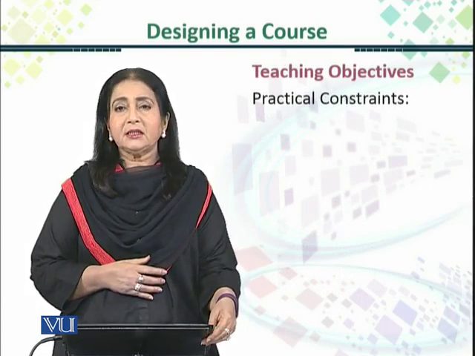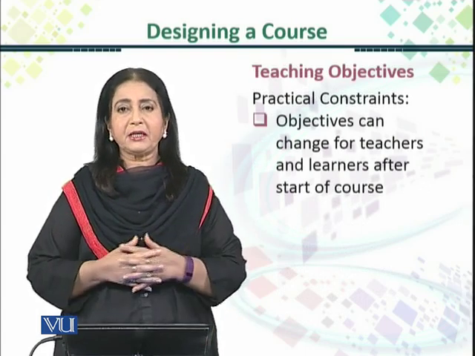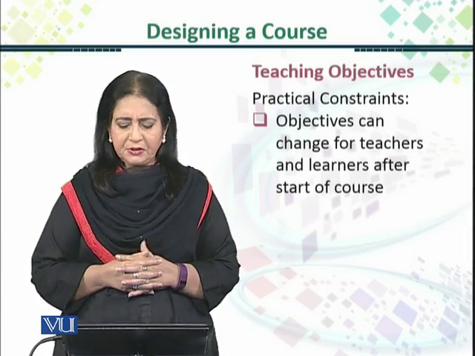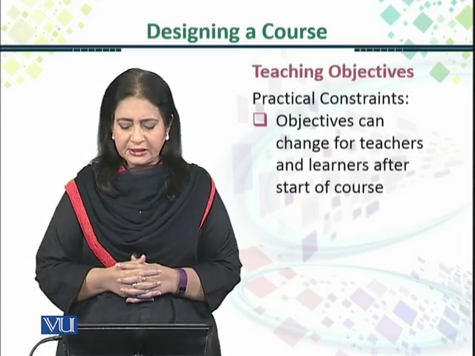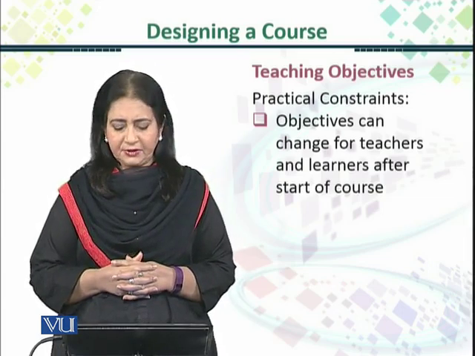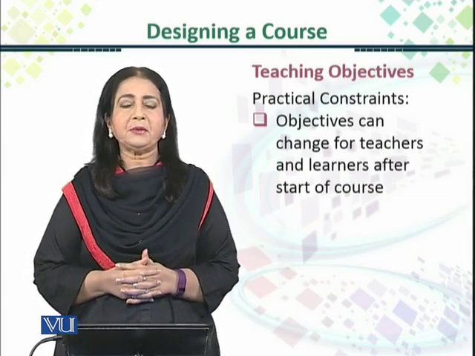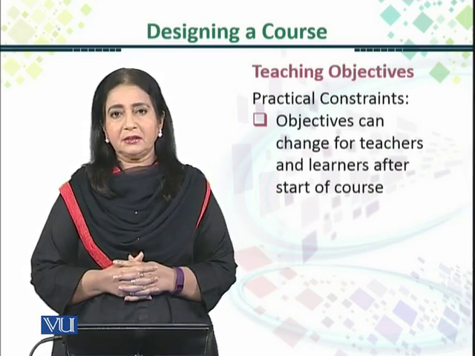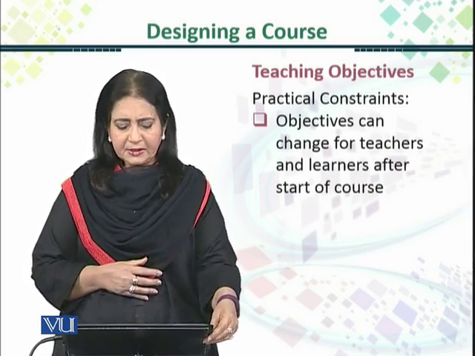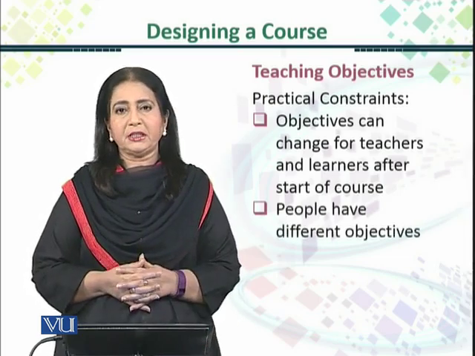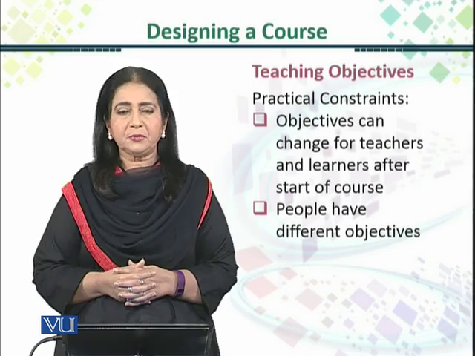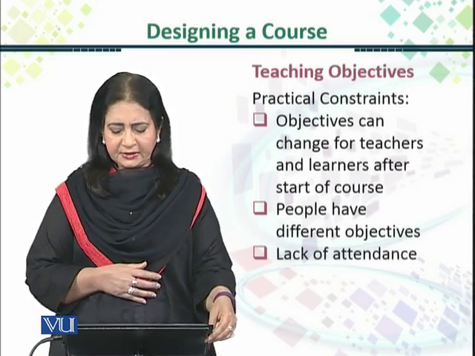As all business English teachers know, there are several practical constraints while teaching a business English course. First of all, objectives can change for the teachers as well as the learners after the start of the course. The teacher perhaps would become aware of the objectives after the course is well into its progress. Similarly, people have different objectives. The learners would have different objectives. The employees of a company would have different objectives. So this needs to be recognized.